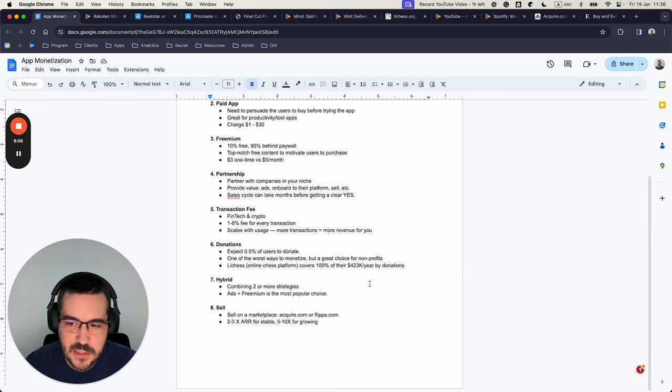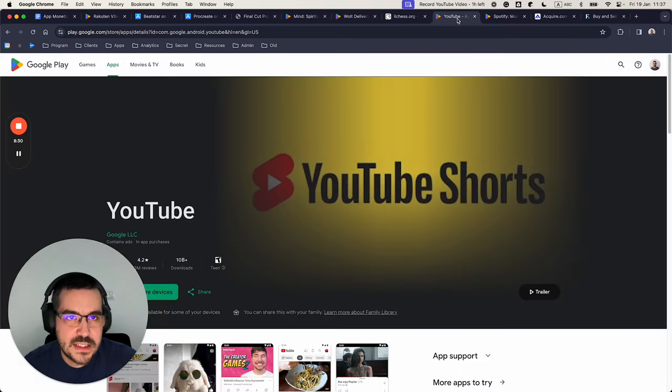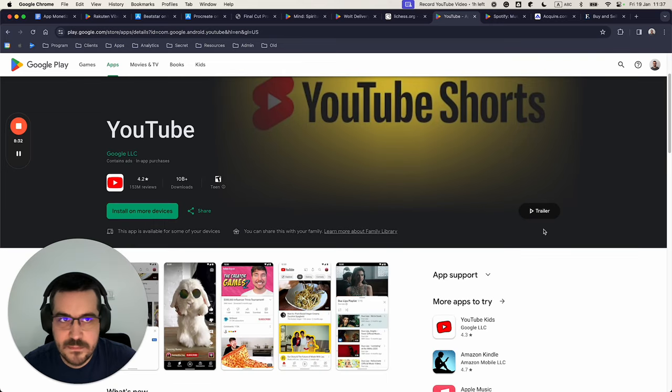Okay, then there's hybrid, and that basically means combining two or more strategies, and the most popular one is ads plus freemium. What that means is for users that are not paying, you are showing ads, and for users that are paying, they pay a monthly subscription. So two good examples are YouTube and Spotify.